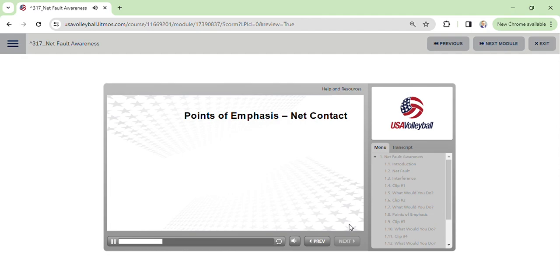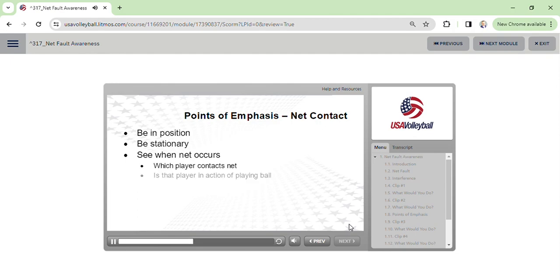First, to ensure you clearly see the entire play, you must be in position on the blocker's side and be completely stationary when the play occurs. This way, you clearly see when the net contact occurs, who contacts the net, and whether that player is in the action of playing the ball. All this information lets you know whether you need to whistle a fault or let play continue when the net contact is inadvertent by a player not in the action of playing the ball.